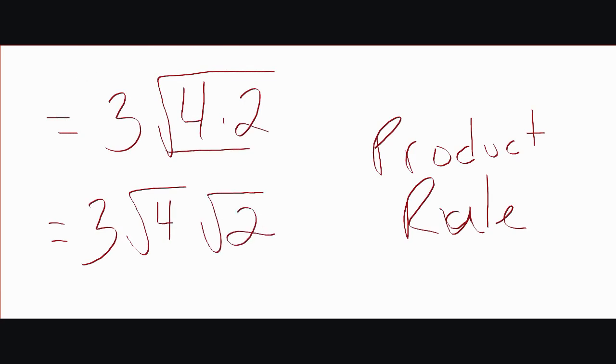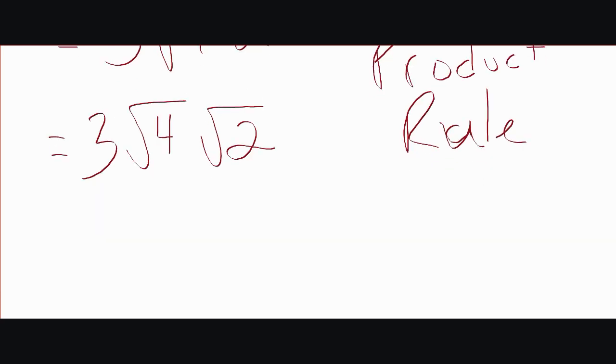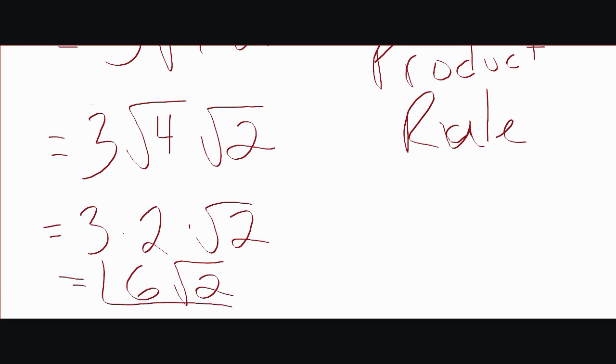I took this 4 times 2 inside the radical, and I made it square root of 4 times the square root of 2. Once again, 4 is a perfect square. Square root of 4, what number times itself makes 4? It's going to be 2. So this is equal to 3 times 2 times the square root of 2, which is equal to 6 times the square root of 2. Once again, the same exact answer.